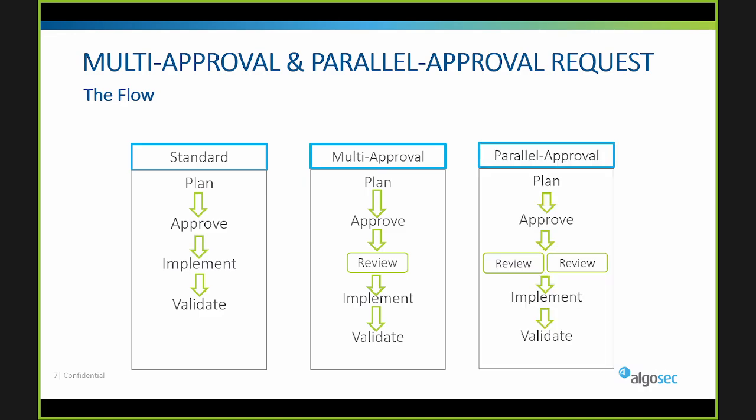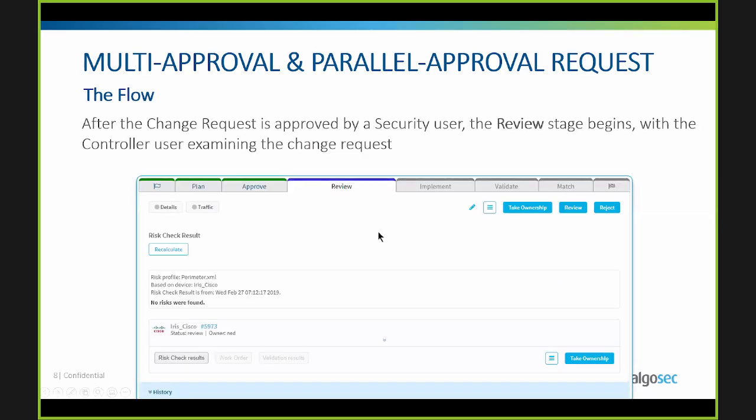Then we have the parallel approval case, and here we're introducing two review stages. These flows are already built into Fireflow. They're standard or out-of-the-box templates, let's say. So if you want to use these, they're there and you can use them. Let's just see how the multiple approval looks in the workflow.